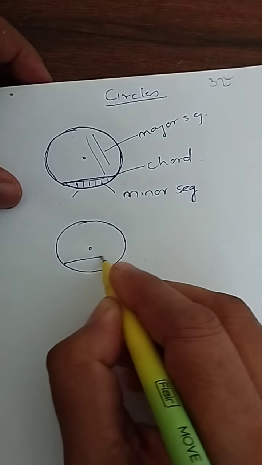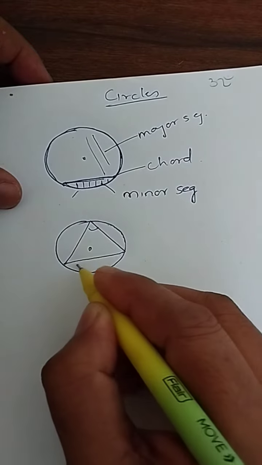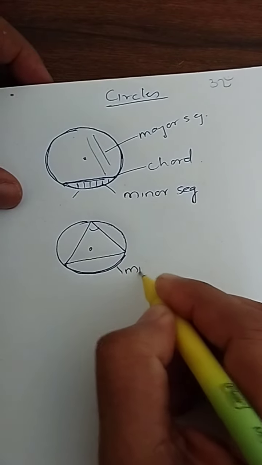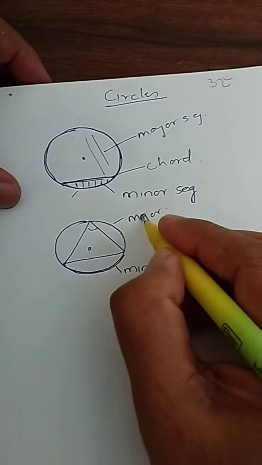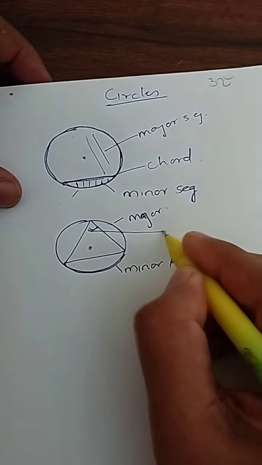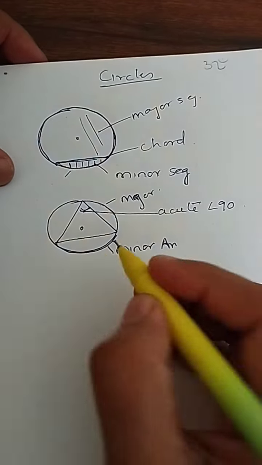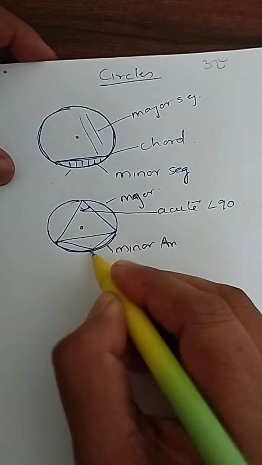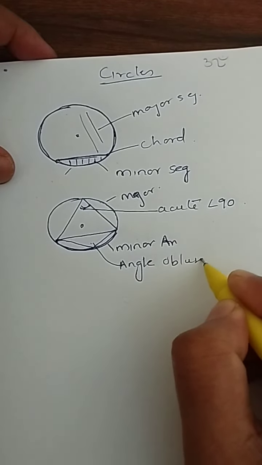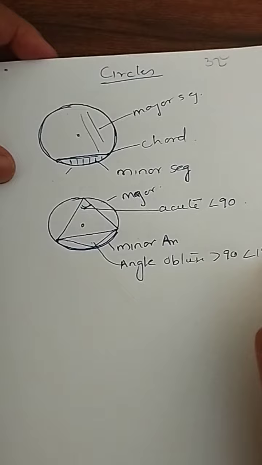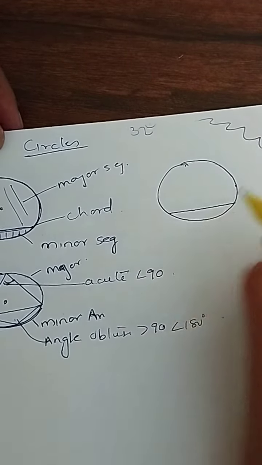Now if there are some angles which are formed here, now this is the angle in the major arc, see, because this is the minor arc and this is the major arc. Okay, so the angle subtended to the major arc is always acute. Acute means always less than 90. And here this is the minor arc, and in the minor arc the angle is always obtuse, which is greater than 90, less than 180.